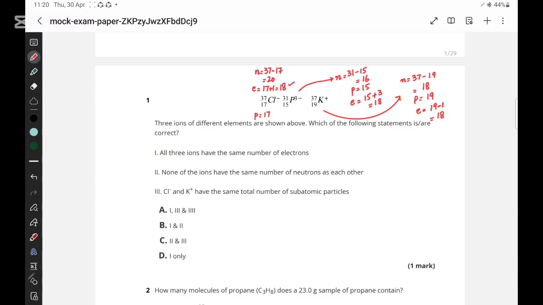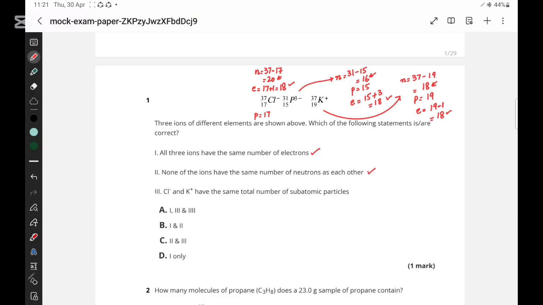So electrons are 18 for the chloride ion, they are 18 for phosphorus, and for potassium they are also 18. So electrons are the same for everyone, so option 1 is correct. Next, none of the ions have the same number of neutrons. Neutrons here are 20, here are 16, and here we have 18. So neutrons are different for everyone, so it's right.